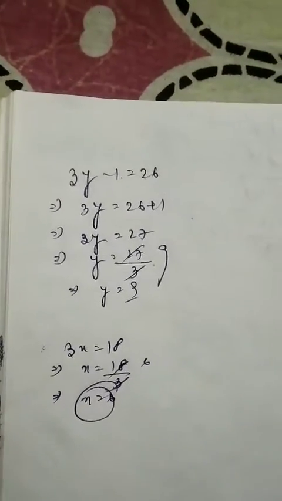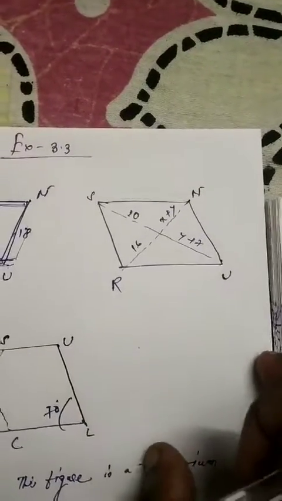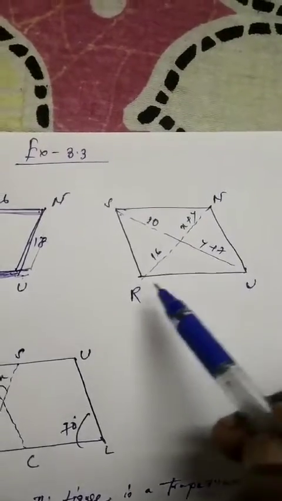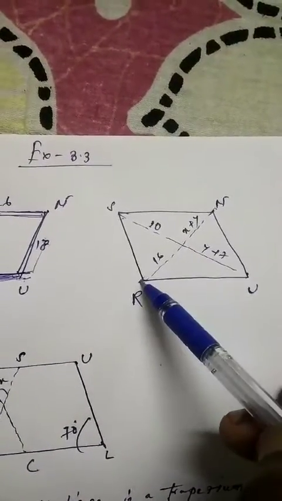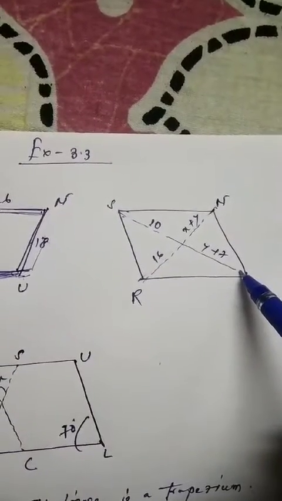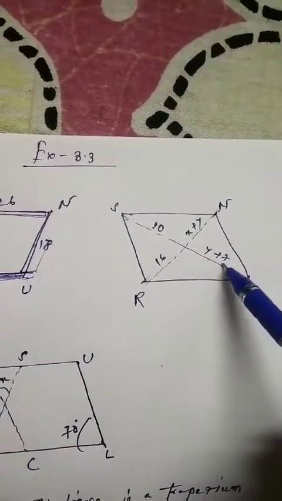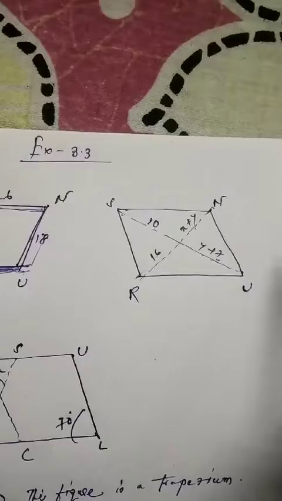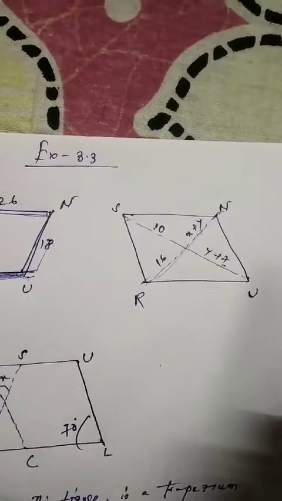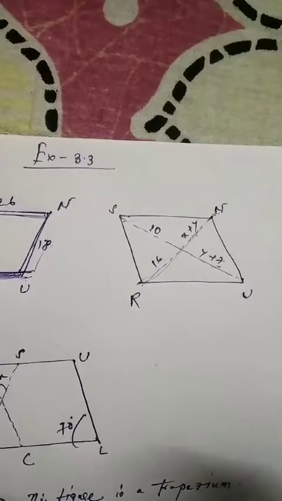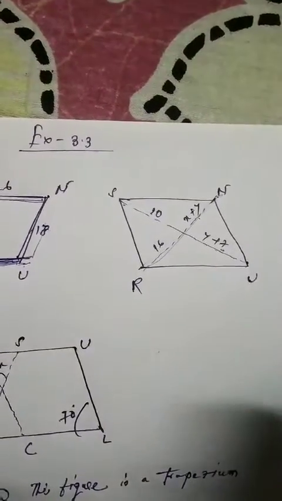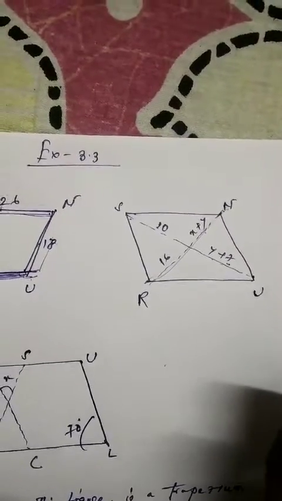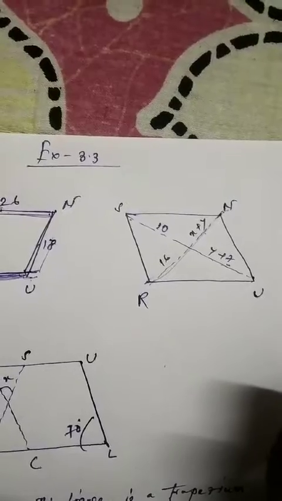So in the next question, in the next figure, it's given in this way that here is one more parallelogram. The name of this parallelogram is RUNS. Here is one diagonal, here is one diagonal. So we have to find the measure of this y plus 7 and x plus y. Children, the very first thing that we have to understand is a property of parallelogram which says that diagonals of a parallelogram always bisect each other, meaning diagonals cut each other equally.